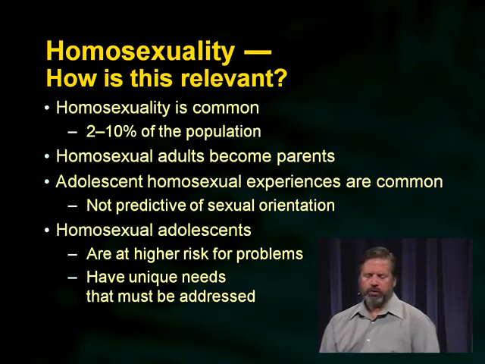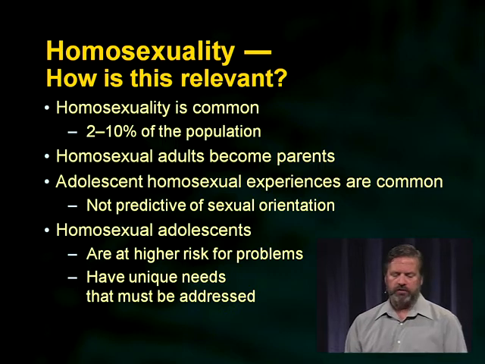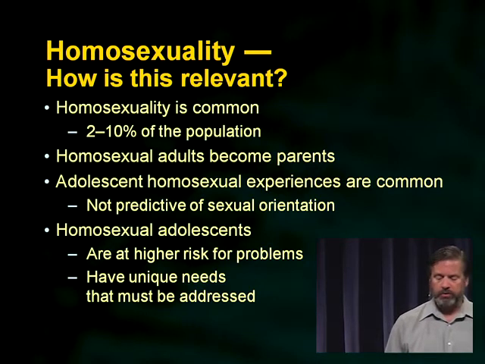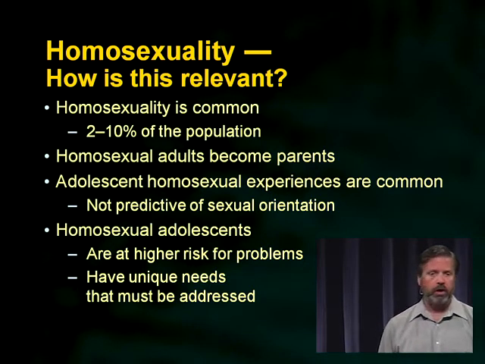Okay, we need to talk about homosexuality, and why is this relevant? It's relevant because for as long as it's been possible for us to measure, it's been pretty consistently shown that between 2 and 10% of the population is homosexual, that homosexual adults are parents, that there are adolescents who are homosexual, and that adolescent homosexuals' experiences put them at higher risk for certain problems and issues. And so you need to be aware of those.